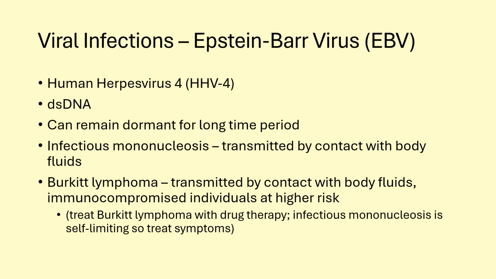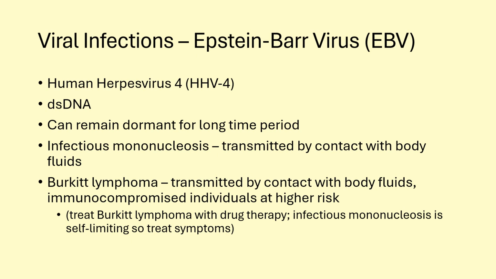The Epstein-Barr virus, EBV. It is also classified as human herpes virus 4 or HHV4. It is a double-stranded DNA virus. This virus can remain dormant for a long period of time. It is the causative agent of several different things, including infectious mononucleosis, commonly referred to as mono. This is transmitted by contact with body fluids.